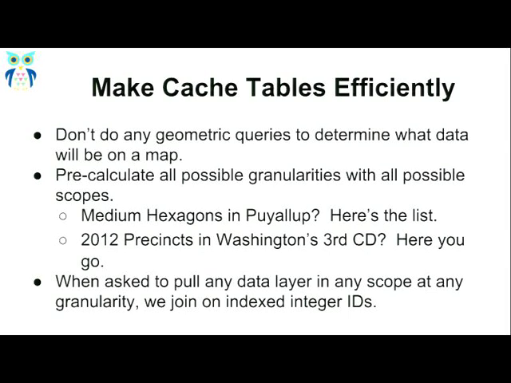I can't pre-generate all the tiles because that's impossible, but I pre-calculate all of the possible granularities and all of the possible boundary scopes. So the set of medium hexagons in Puyallup, I've got that. The set of medium hexagons in any congressional district, I've got that. The set of 2012 precincts in any town or congressional district or state house district or city, I've got that. And so when I'm pulling any data layer in any scope, any granularity to make my map cache table, I'm joining on indexed IDs, integer indexed IDs.